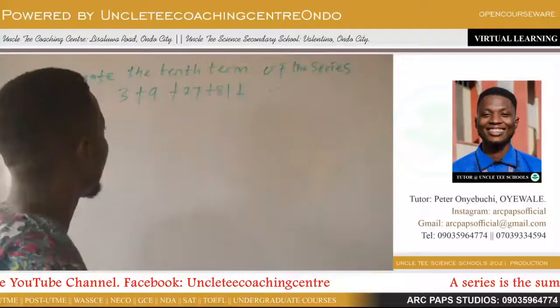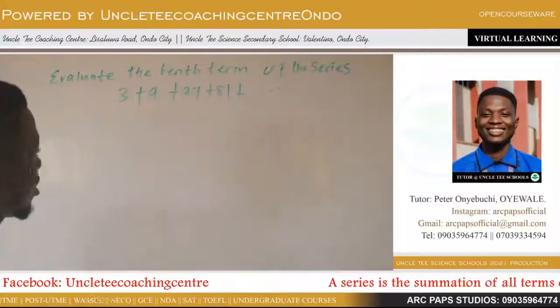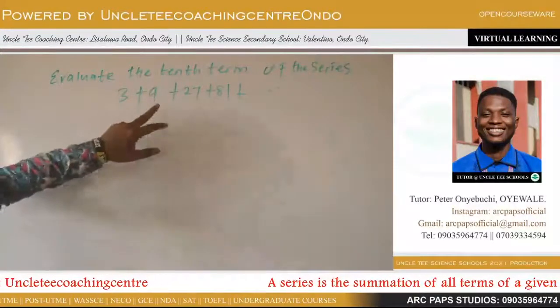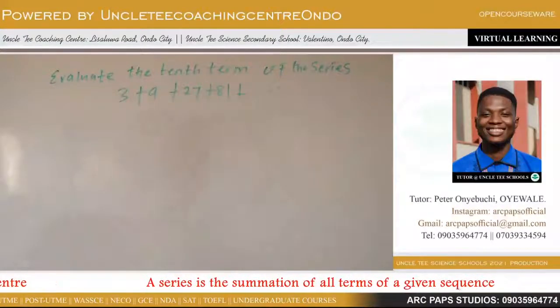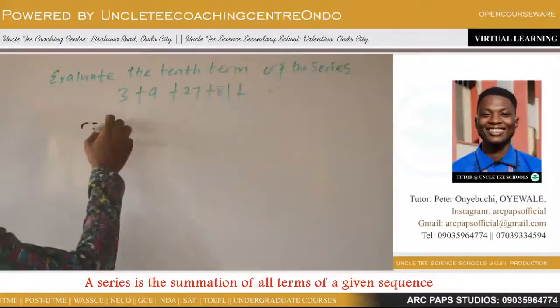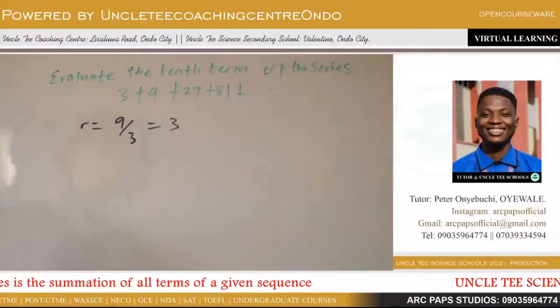And in this question, we are told to evaluate the 10th term of the series 3 plus 9 plus 27 plus 81 plus ... Now 9 divided by 3, that is 3, 27 divided by 9, that is 3, it means it's a GP. So our common ratio will give us 9 divided by 3, which is 3.